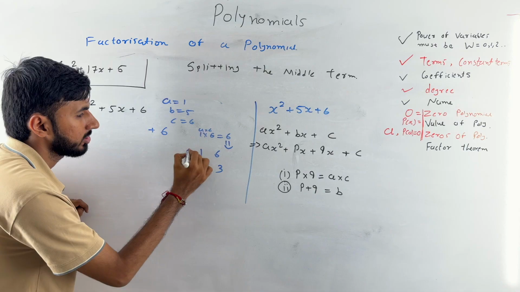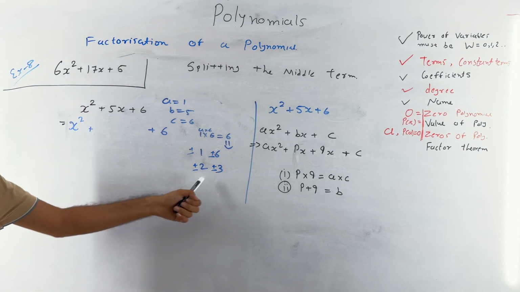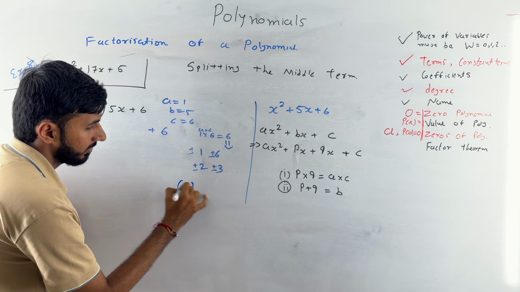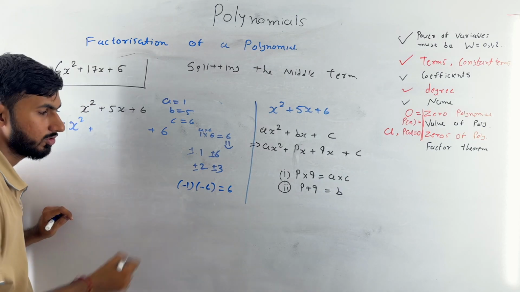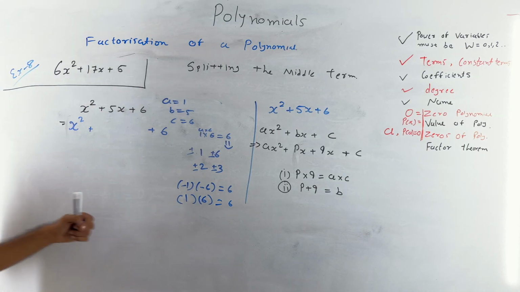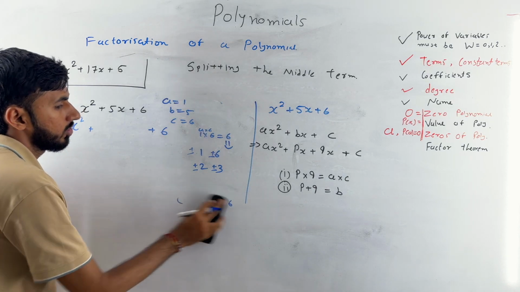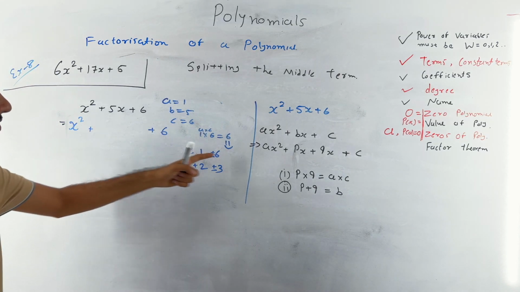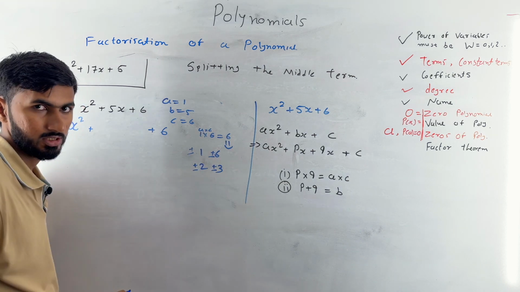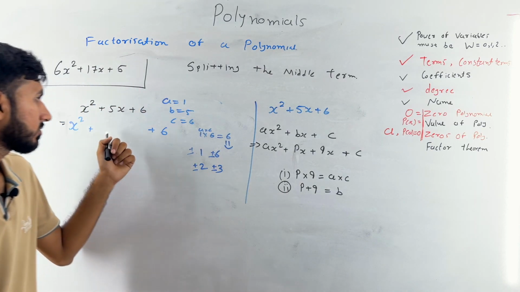If I use 1 and 6, here you can mention the positive and negative side. Plus 1 plus 6, plus 2 plus 3, minus 2 minus 3, right? Because if I multiply minus 1 with minus 6, my answer will come positive 6. Plus 1 with plus 6, my answer will come positive 6, right? So minus 1 minus 6 are also factors of 6, and 1 and 6 are also factors of 6. So I got these factors: plus 1 minus 1, plus 6 minus 6, plus 2 minus 2, plus 3 minus 3.